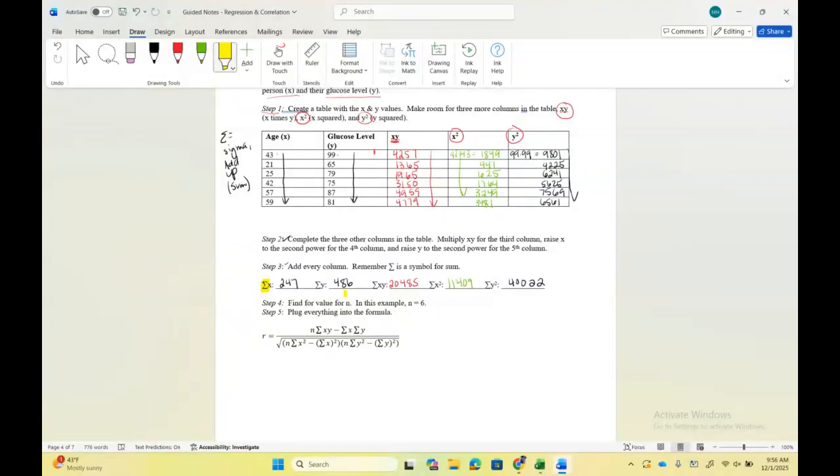We need to know the value of n. So that's 1, 2, 3, 4, 5, 6. So n is 6. Okay, and we're going to plug everything into this formula.